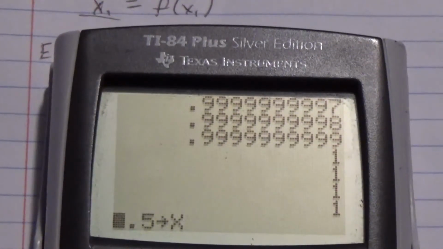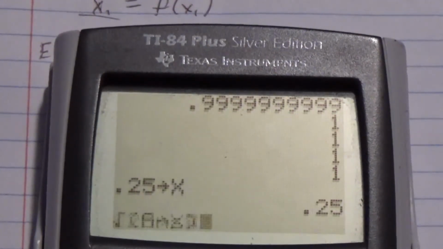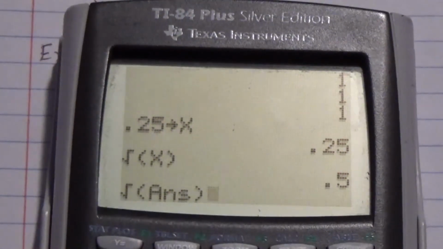Now, you might ask, well, what happens when we use a different starting value? Well, that's a good question. If we were to use 0.25 or something like that. Let's try it. Square root of x. And then square root of that answer.